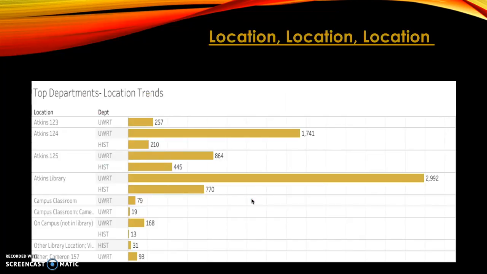Now, once you have your scheduling worked out, like how many people I need and what hours, you need to know where to send those staff. This is where I drilled down the location trends, and I looked at those departments and said, okay, where are most of the English department courses being held? Most of them are being held in Atkins Library and also in Atkins Room 124.